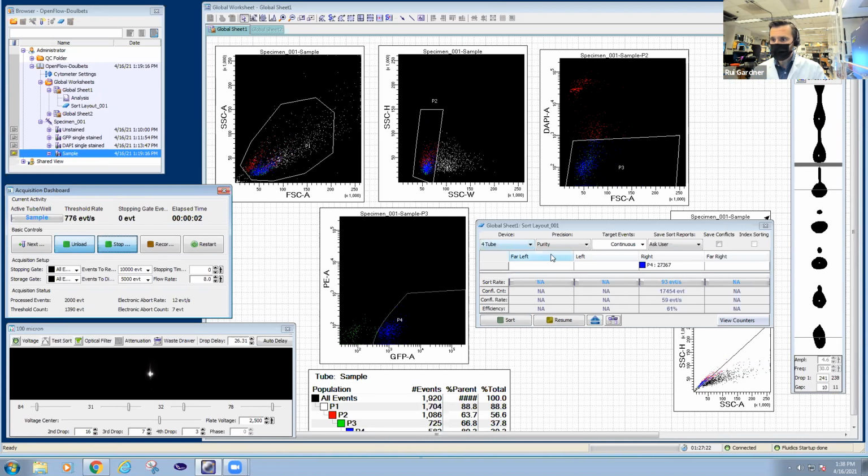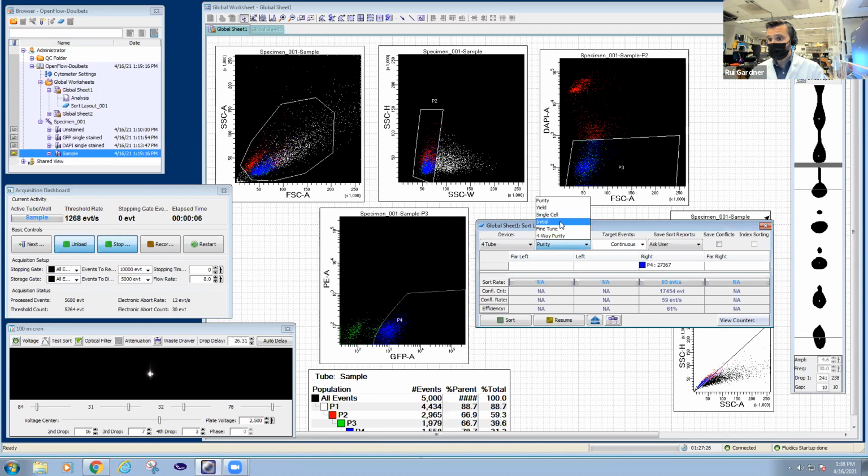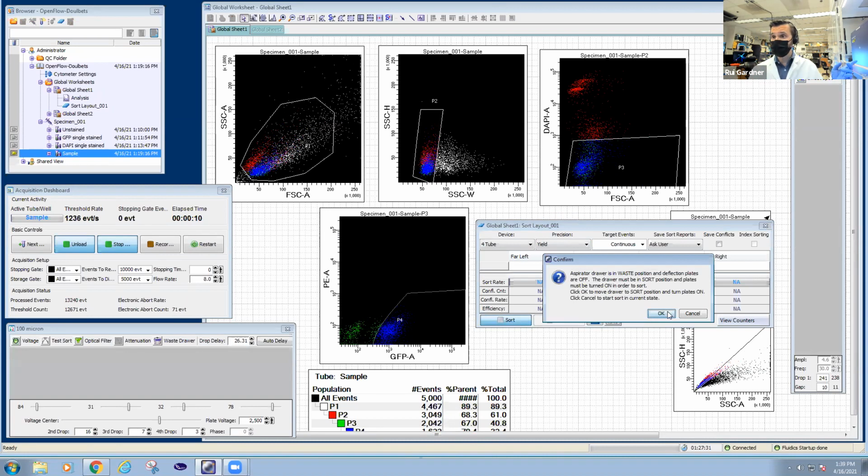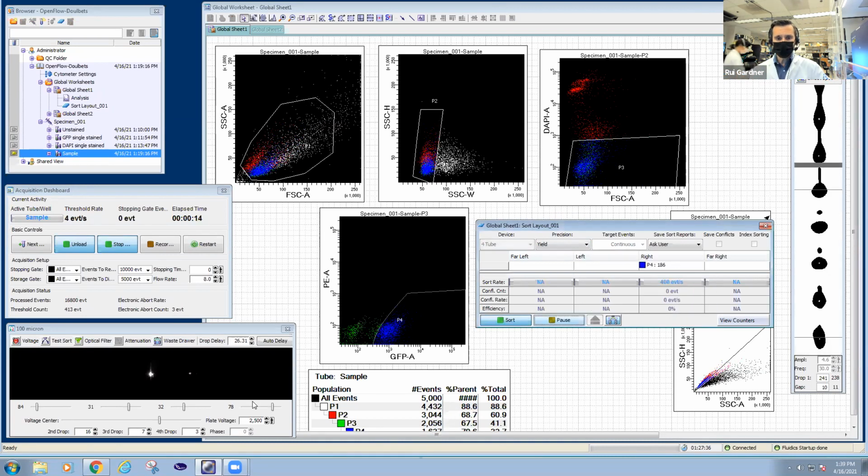So okay, here we go again, and now I'm going to switch to recovery mode, and you're going to see the difference between the efficiency. So I go to yield or recovery mode, and I'm going to start the sort. So I change the collection tube, and here we go. So we're sorting. Now again we're about 1,000 events, so it was between 1,000 and 2,000 sometimes. We're sorting now a little bit more events per second.